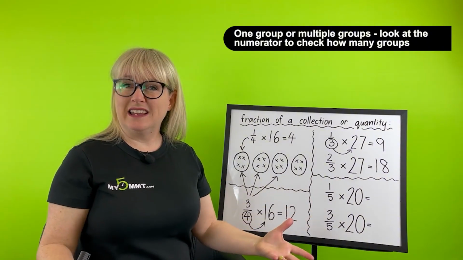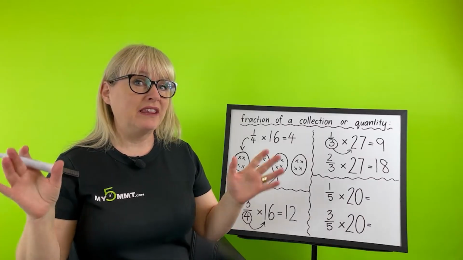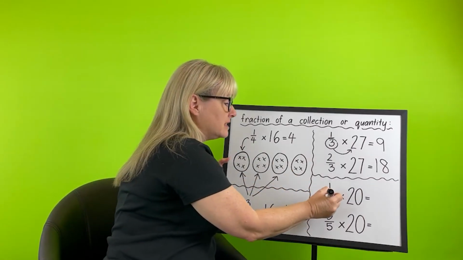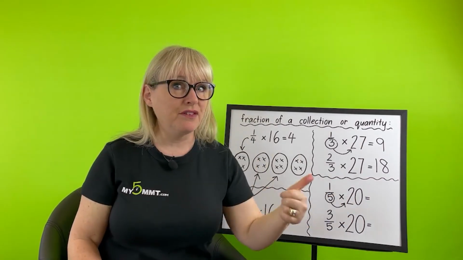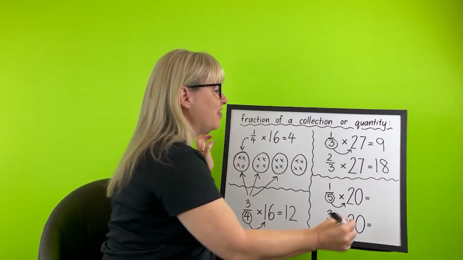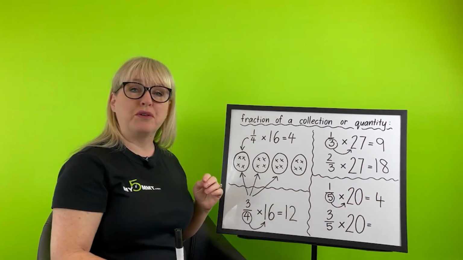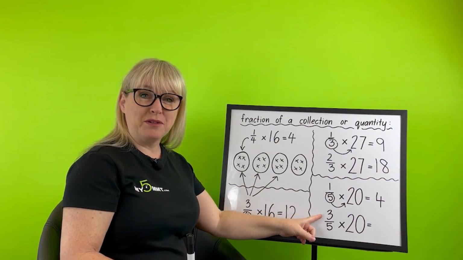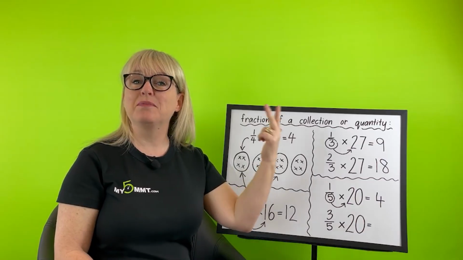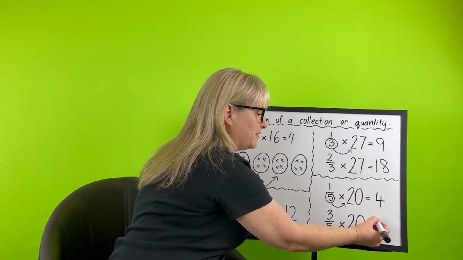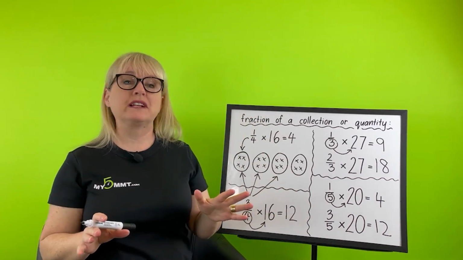1/5 of 20. I could get 5 groups and share equally between those 5 groups, or I could say, how many 5s are in 20? 5, 10, 15, 20, there's 4. And I have 4 as an answer because I only wanted one group. But if I wanted 3 groups, it would be 4, then another group, 8, and another group, 12. 3/5 would be 12. So it depends how many groups you actually want.